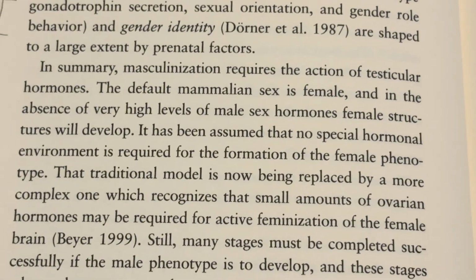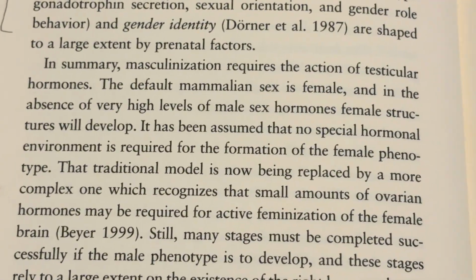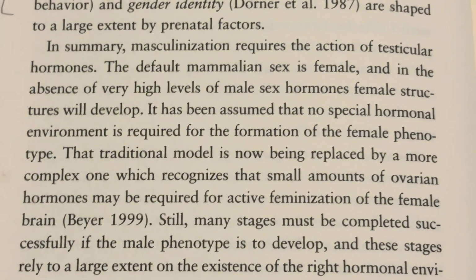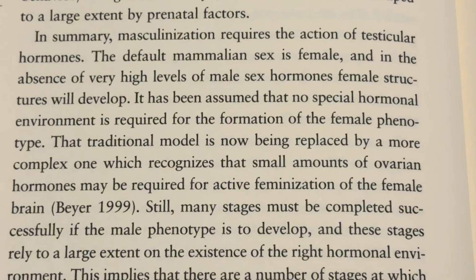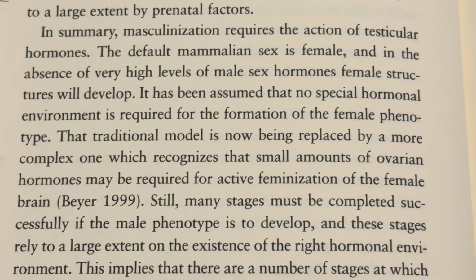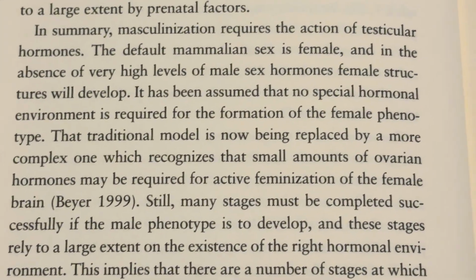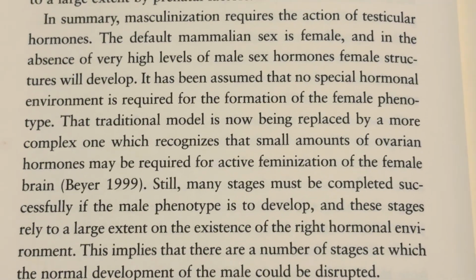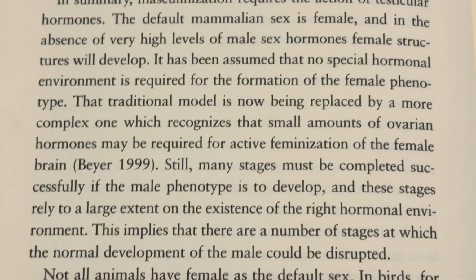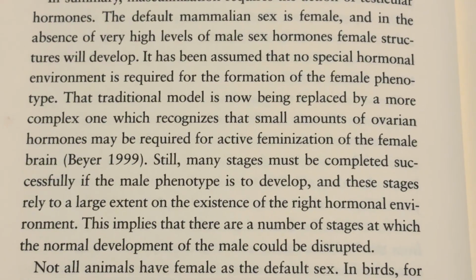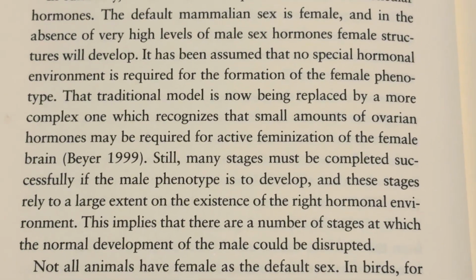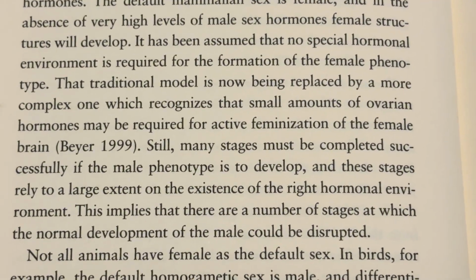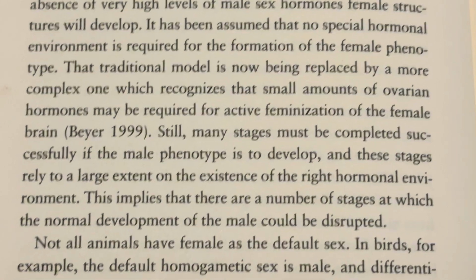In summary, masculinization requires the action of testicular hormones. The default mammalian sex is female, and in the absence of very high levels of male sex hormones, female structures will develop. It has been assumed that no special hormonal environment is required for the formation of the female phenotype. That traditional model is now being replaced by a more complex one which recognizes that small amounts of ovarian hormones may be required for active feminization of the female brain.